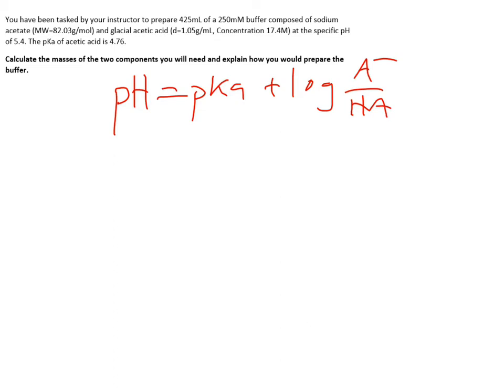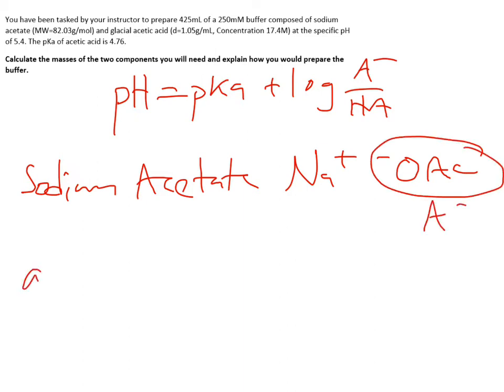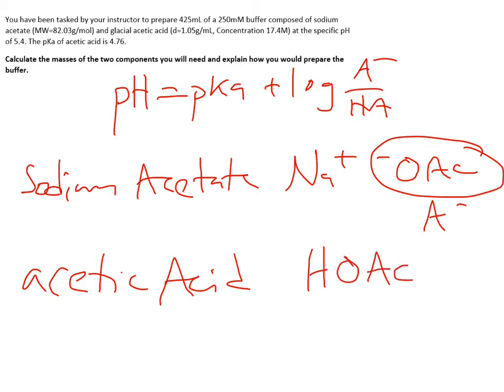Now, which one of these is A and which one is HA? Well, we have two components here. We have sodium acetate and acetic acid. Now, sodium acetate has a sodium, a plus, and it has to have a negative too. And this is our acetate ion. So our sodium acetate is our A minus. Our acetic acid has an H. It's an acid, right? Acids give up H's. HOAc. And so you can see that if we call OAc the A minus, that this is HA.